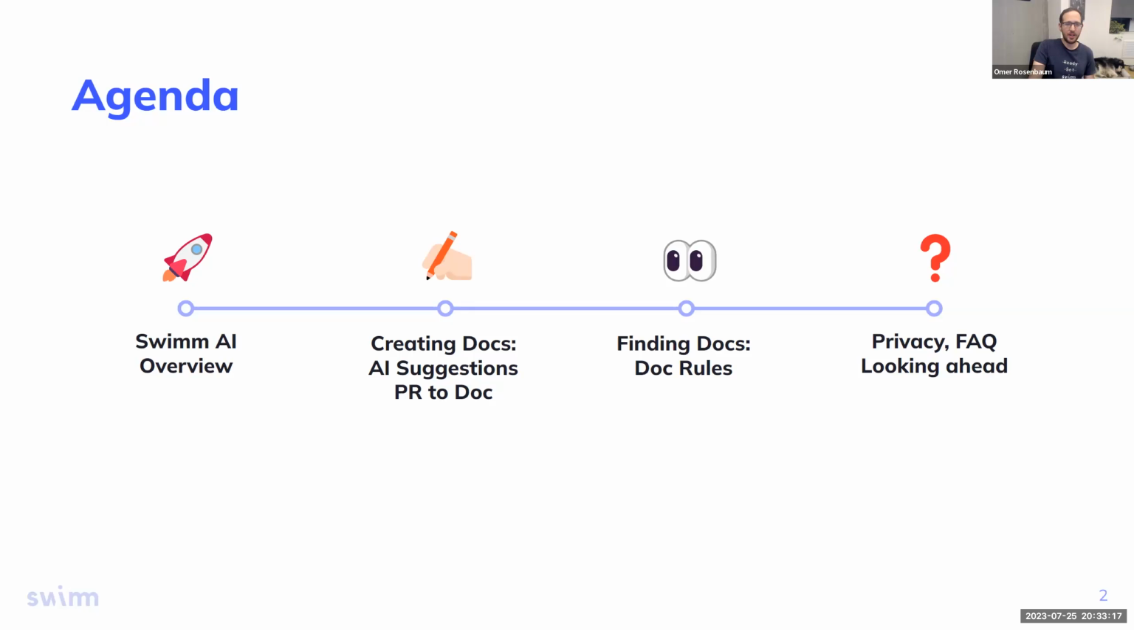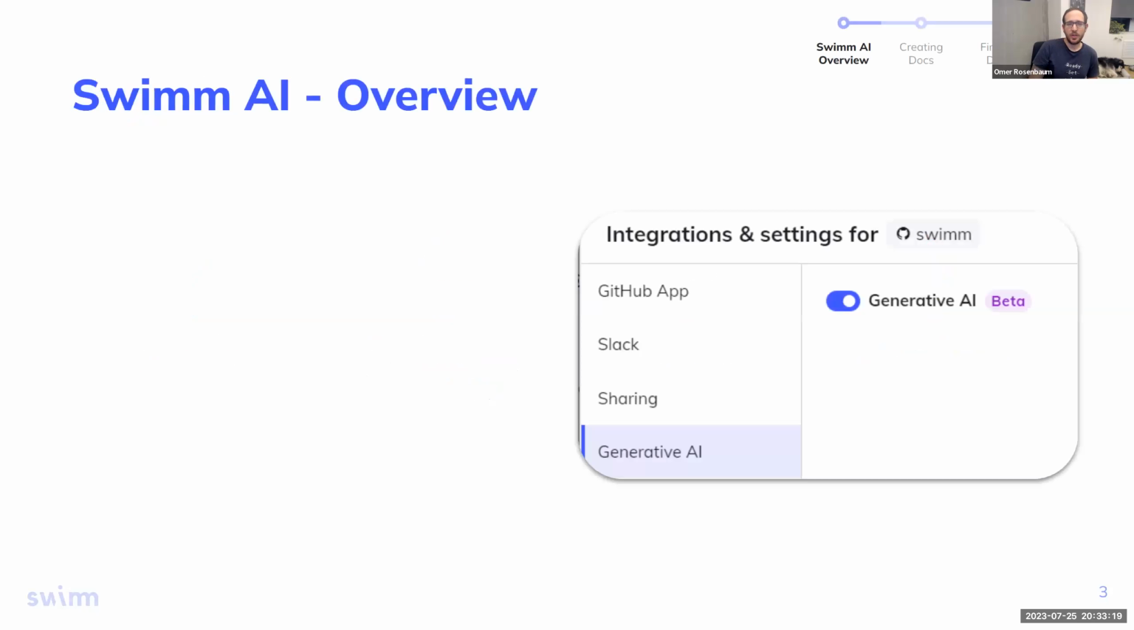So let's get started. First of all, you'll notice that Swimm AI is an opt-in feature. So in order to enable it, you can go to your integration and settings for the repository you want to toggle it on. And then you select Generative AI and you toggle the switch here for Generative AI.